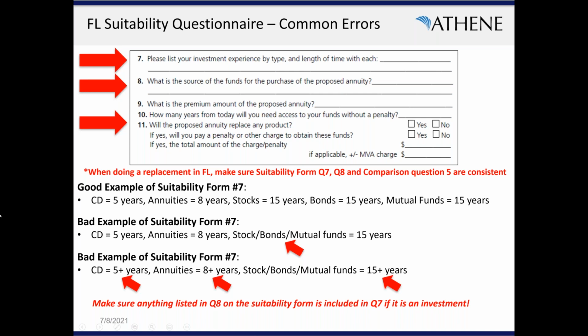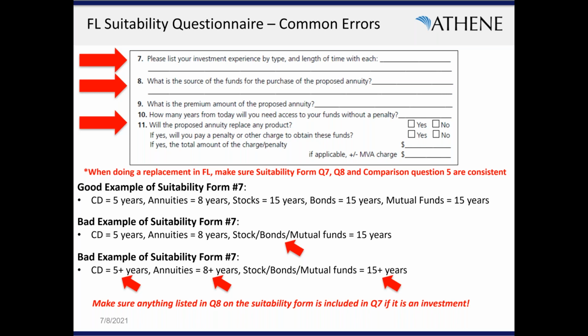One of the next questions, questionnaire question 8. This is the source of funds on the suitability form. If the funds were originally in an annuity, but then were moved to a brokerage account before coming to Athene, what should we list here? Annuity. So it's where the money is coming to us from. It's coming to us from a brokerage account, list brokerage account, but that is still a replacement if it was in an annuity within the last 13 months.